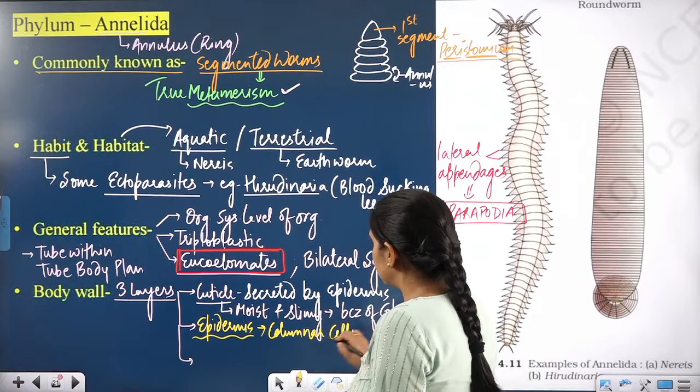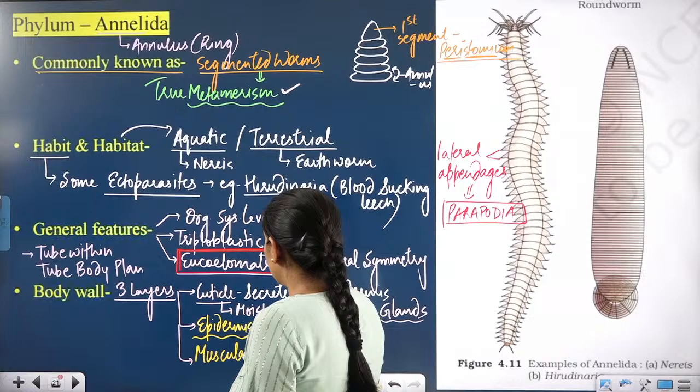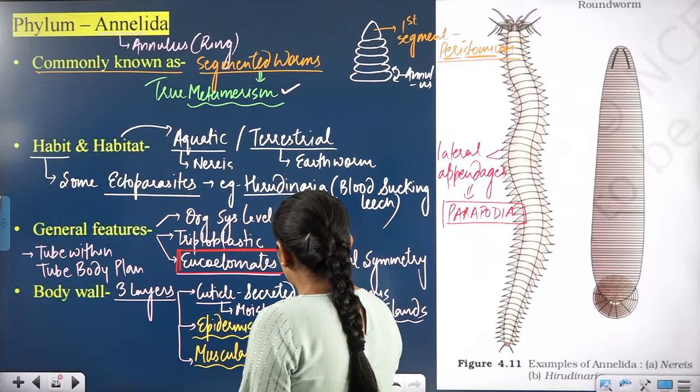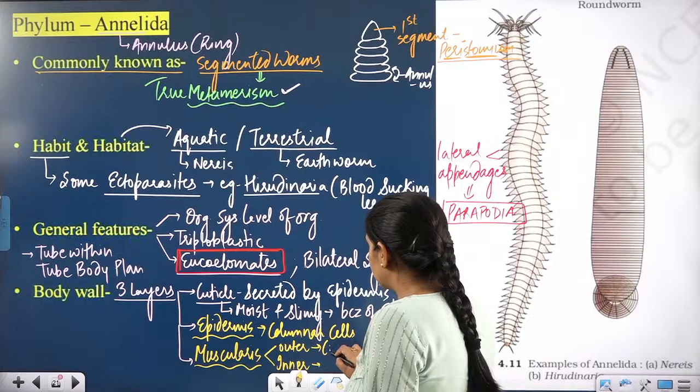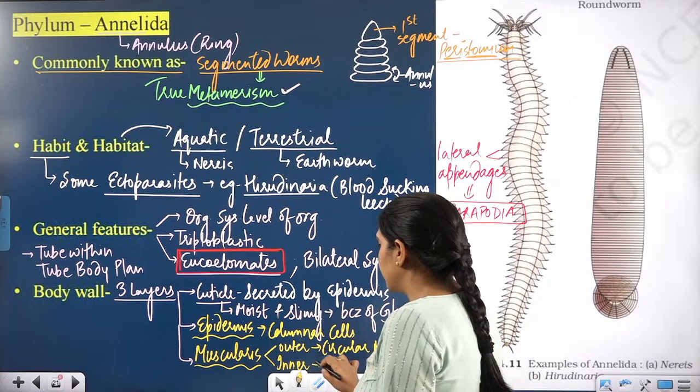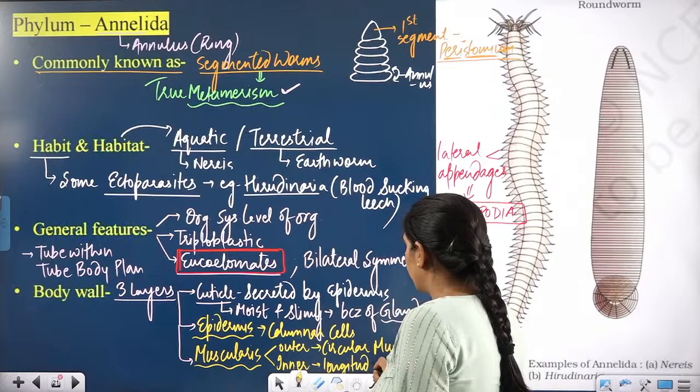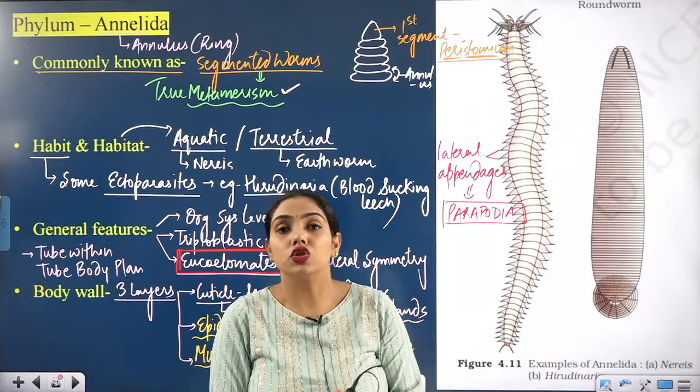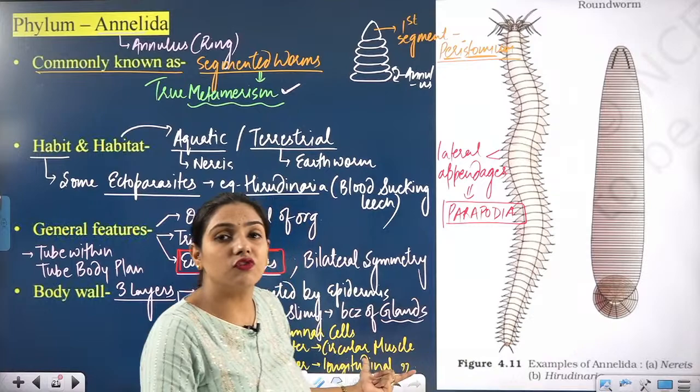Then there is muscularis. So here we will see two layers in the muscularis, outer and inner. Here the outer layer is made up of circular muscles, beta, whereas the inner layer of muscles is longitudinal muscles. So muscles are helping in the locomotion. So in the previous phylum we have seen only longitudinal muscles in the muscularis. In this phylum we have seen circular as well as longitudinal muscles.